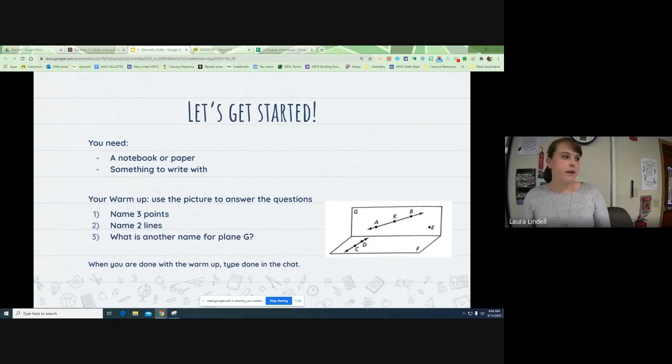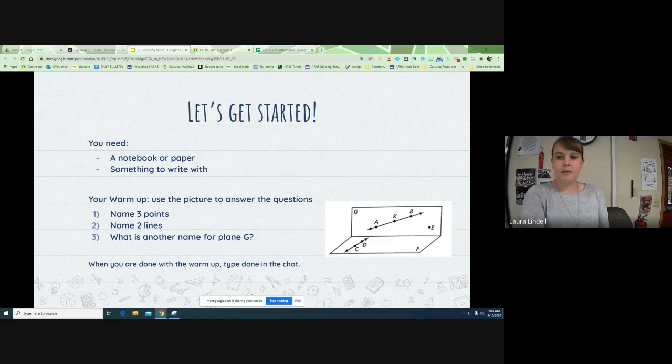About the warm-up here. We had to name 3 points, name 2 lines, and another name for plane G. Is anybody willing to share their answer for the 3 points? You can unmute yourself or type in the chat. What'd you get for 3 points?